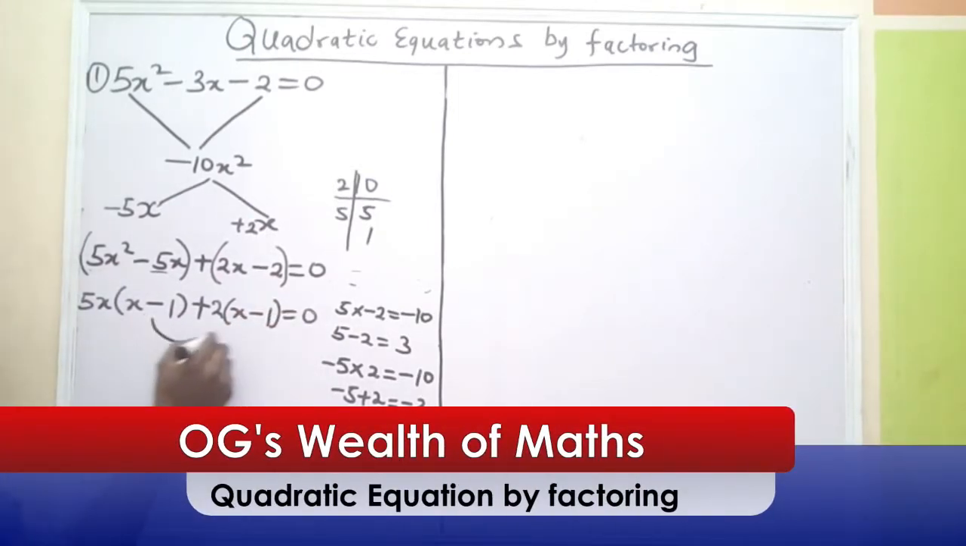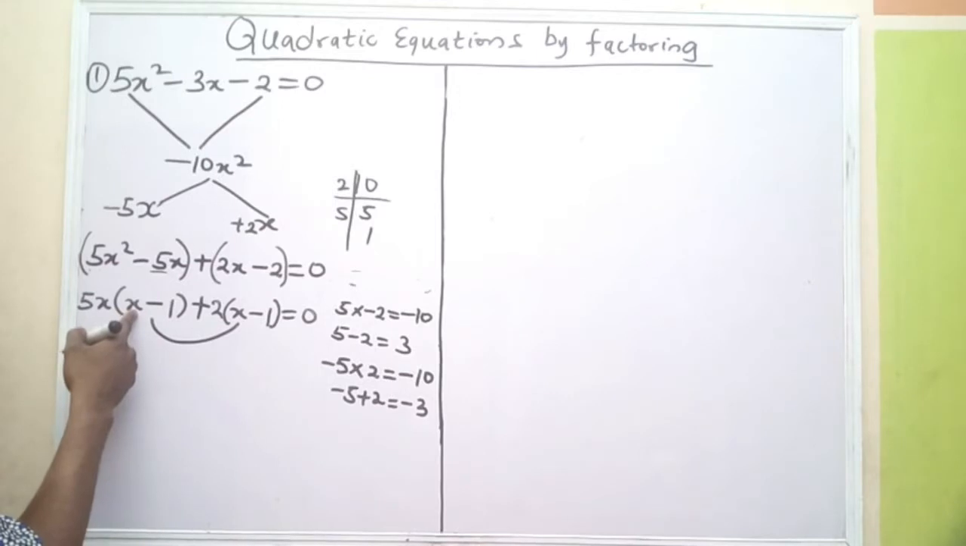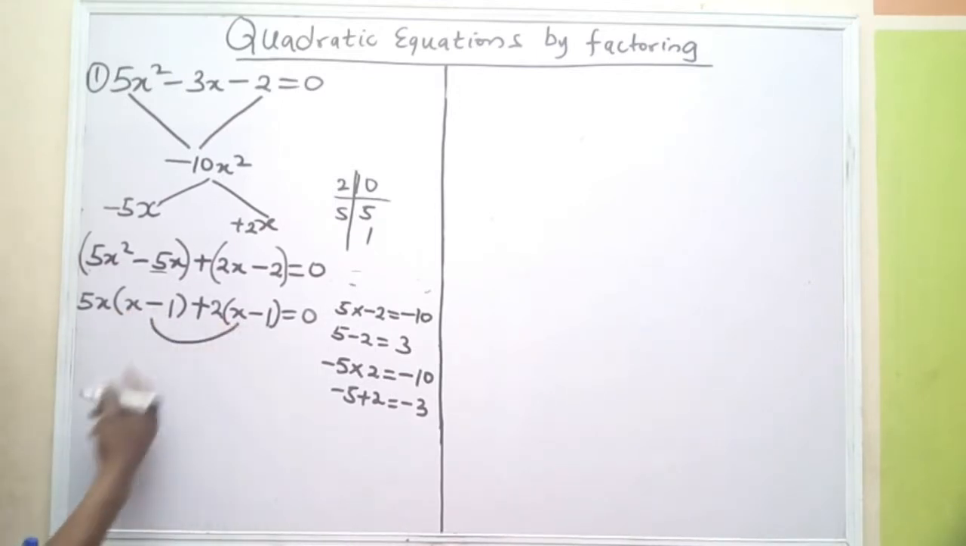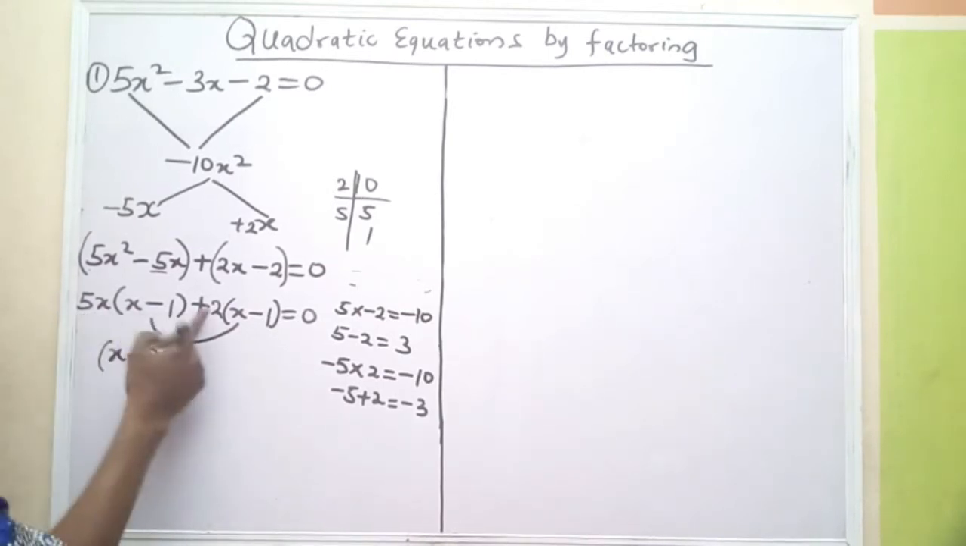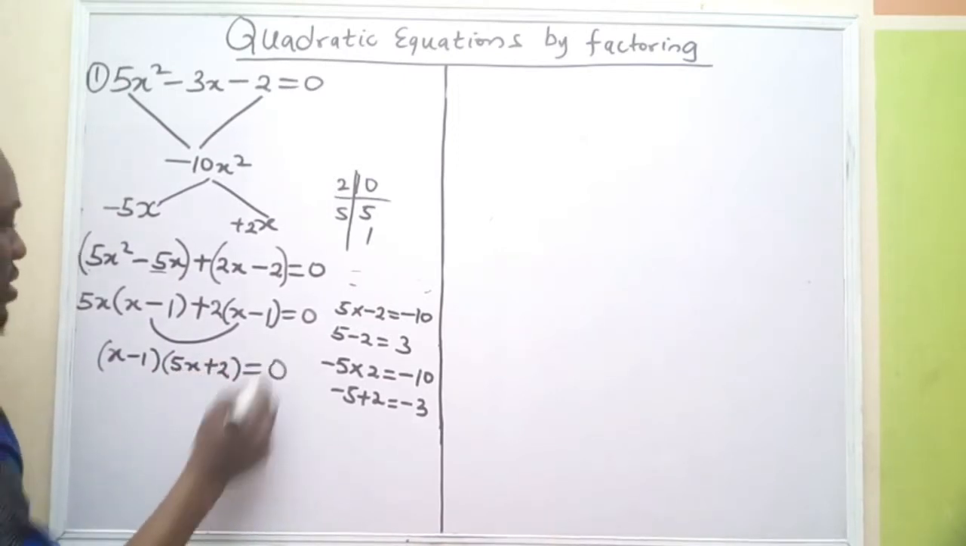So I'm going to look at this and this. They must correspond, they must be identical. If not, then my expression is wrong. So this is x minus 1, and this has to be x minus 1. Now, since they are the same, I'm going to take one of them, x minus 1, then 5x plus 2, so I'm going to write 5x plus 2 equals 0.